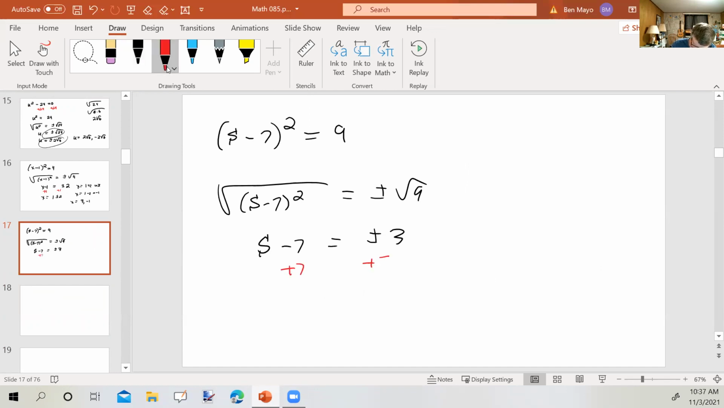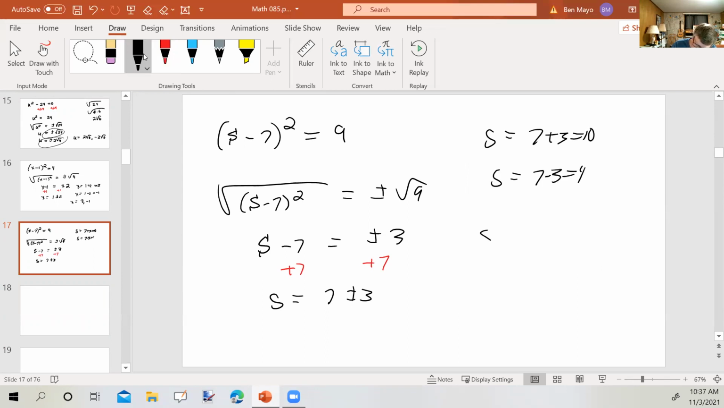Then we'll add 7 to both sides of the equation. So s equals 7 plus or minus 3. 7 plus 3 is 10. 7 minus 3 is 4. So s equals 10 and 4.